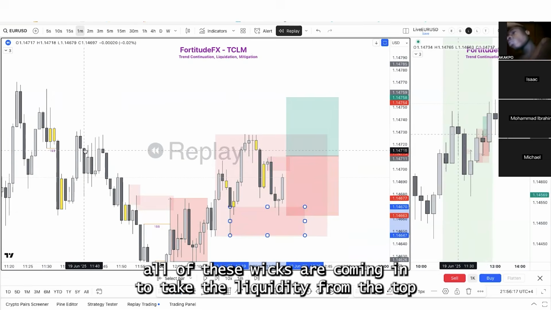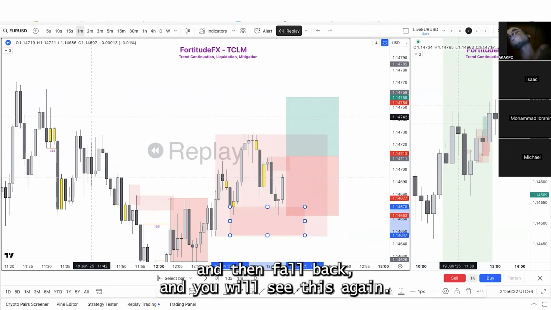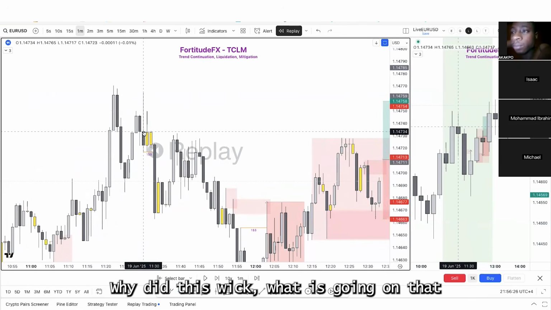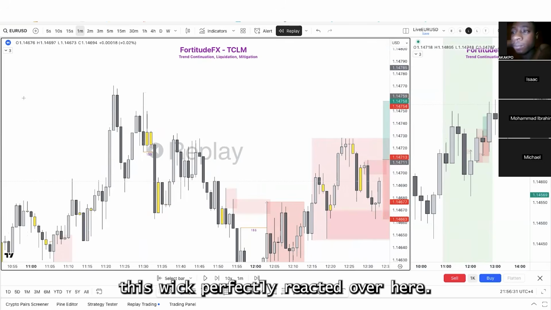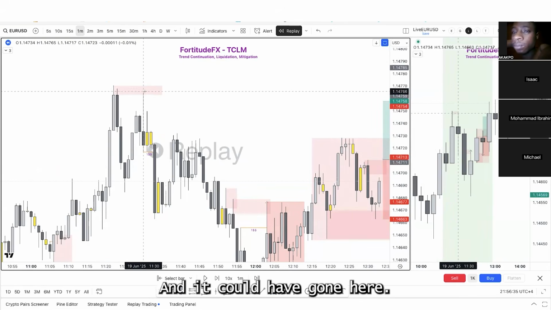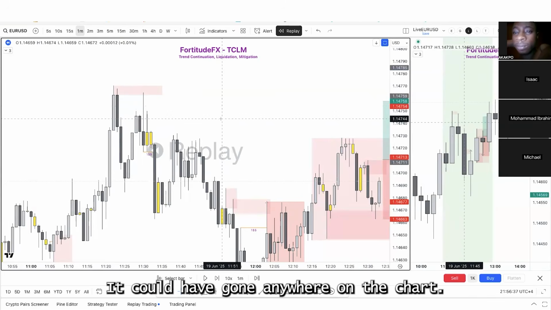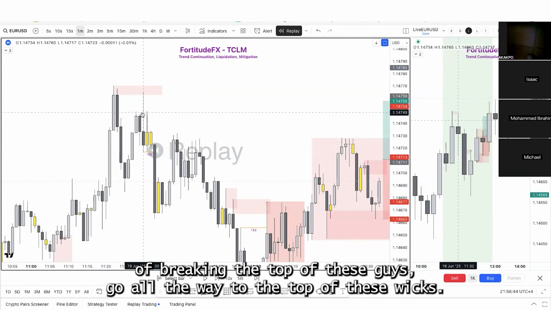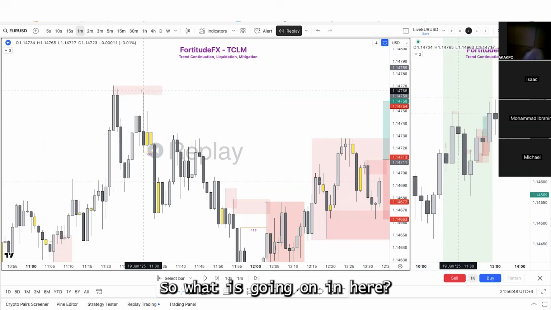Look at this. All of these wicks are coming in to take the liquidity from the top, and you will see this again. I mean, I can show this to you all day long. Why did this wick perfectly react over here? What's going on here? What's so special about this? It could have gone anywhere on the chart. But why did this candle feel the need of breaking the top of these guys, go all the way to the top of these wicks? What is going on in here?